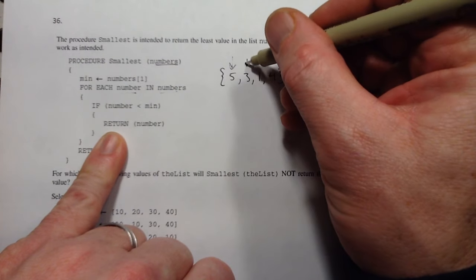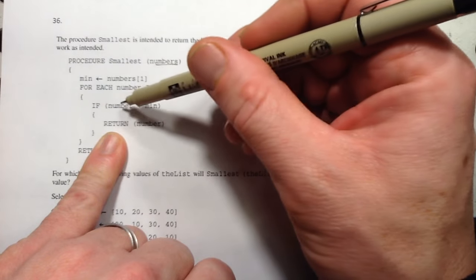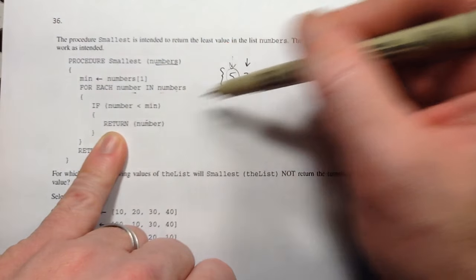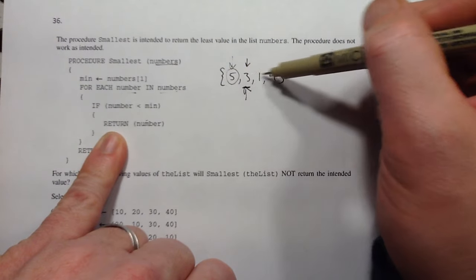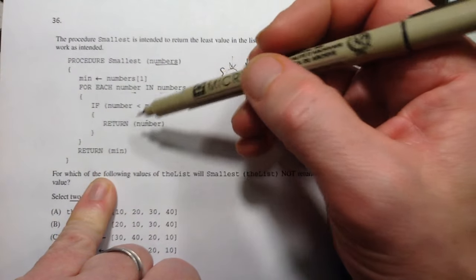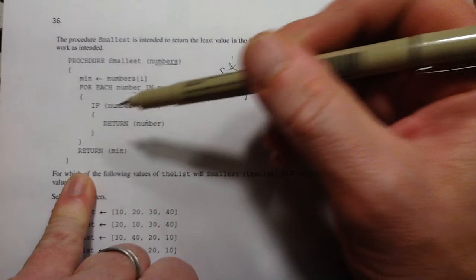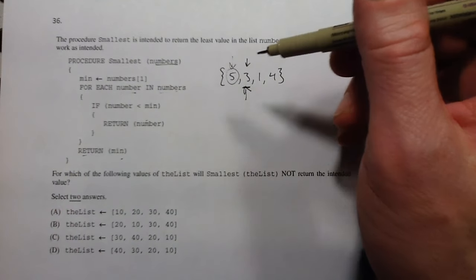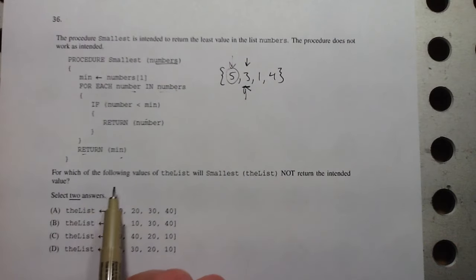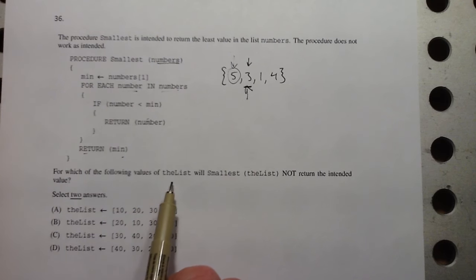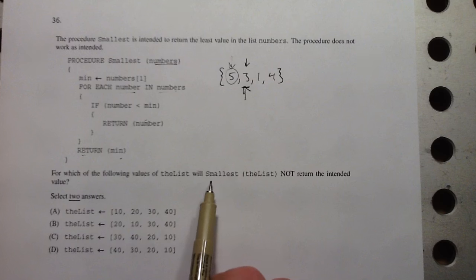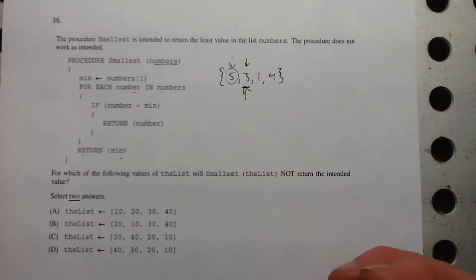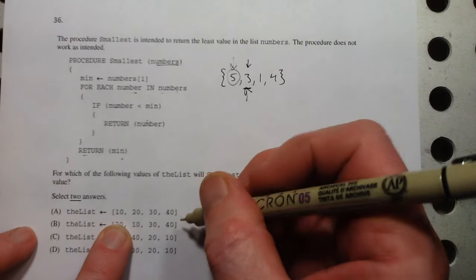So when I get to here and check if number is less than the minimum, which we set equal to the first thing, then it's going to return number. But that's not the smallest thing, because the smallest thing is somewhere later in the list. And if it gets through everything in the list, then it's going to return the minimum. So I guess it would work if the first thing in the list happened to be the minimum. So for which of the following values of the list will smallest not return the intended value? Select 2 answers.